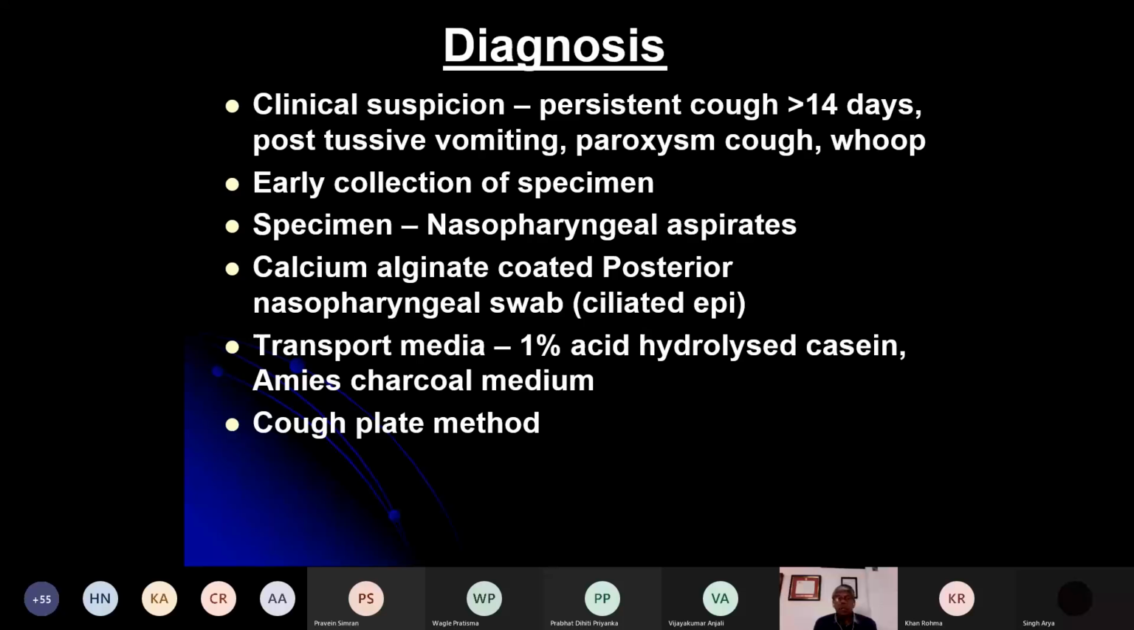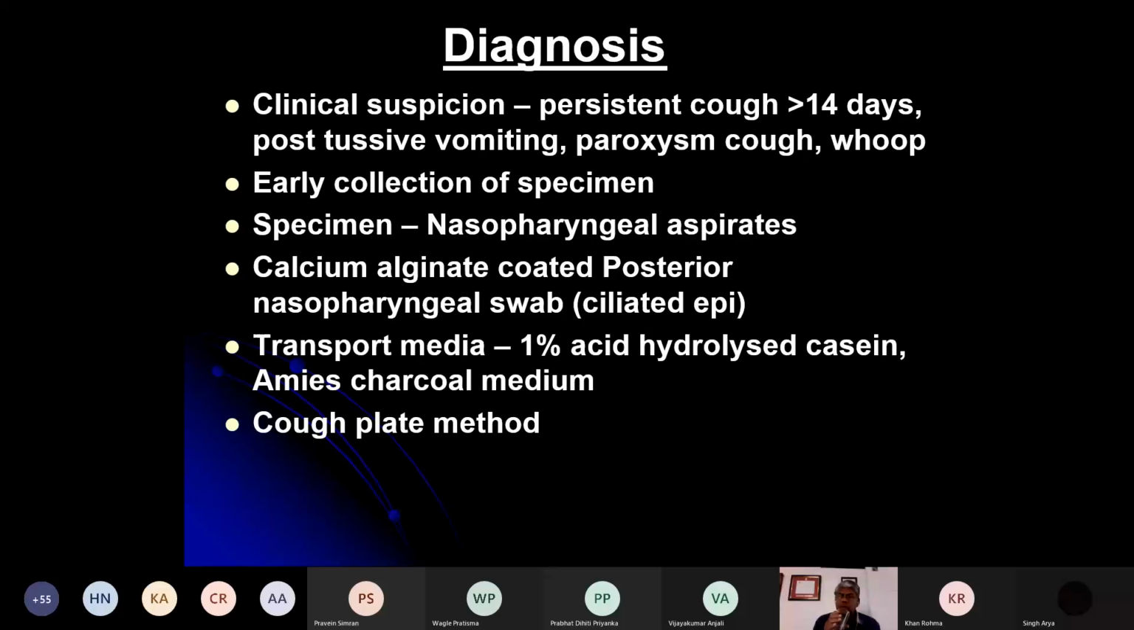So a better method is the cough plate method. In the cough plate method, consider this to be a petri dish, with Bordet-Gengou medium or charcoal medium, and then when the patient is coughing, this plate is brought in front of the patient so that while coughing, all the respiratory secretions are coughed onto the agar surface of the plate, and that is inoculating the agar directly by the respiratory efforts of the patient themselves.